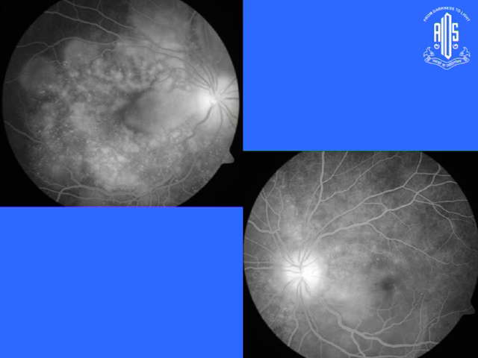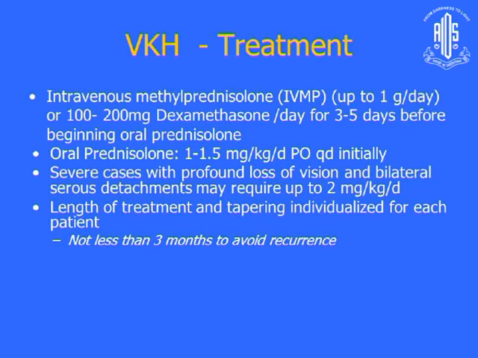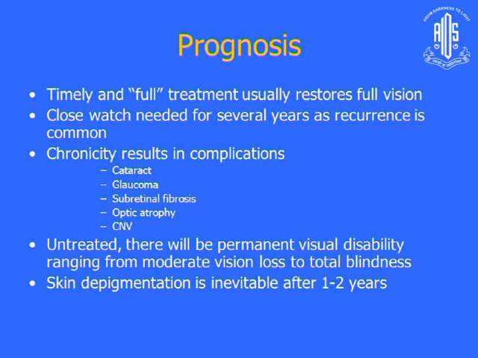So usually we prefer to give intravenous methylprednisolone if there is severe vision loss, followed by oral prednisolone. It is better to continue the steroids for at least 3 months to avoid recurrence. Prognosis-wise, if you treat it in time and give the full treatment, it usually restores full vision. Close watch is needed for several years as recurrence is common, and chronicity results in complications like cataract and glaucoma.